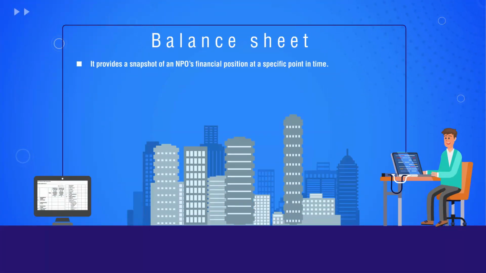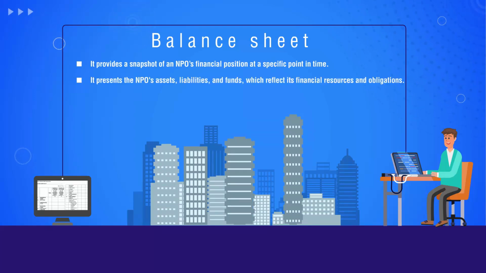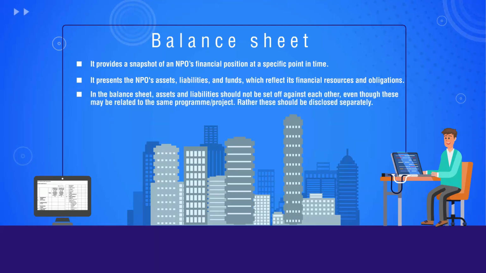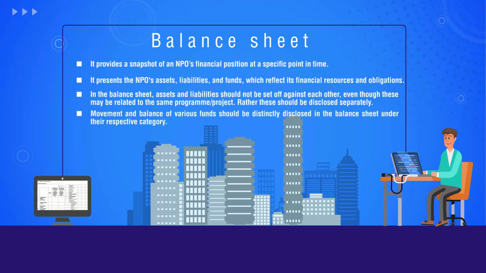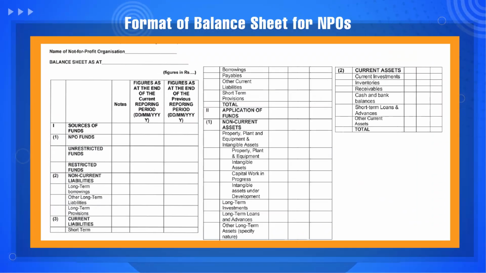Balance sheet. It provides a snapshot of an NPO's financial position at a specific point in time. It presents the NPO's assets, liabilities, and funds which reflect its financial resources and obligations. In the balance sheet, assets and liabilities should not be set off against each other even though these may be related to the same program or project. Rather, these should be disclosed separately. Movement and balance of various funds should be distinctly disclosed in the balance sheet under their respective category. Formats of balance sheet for NPOs.